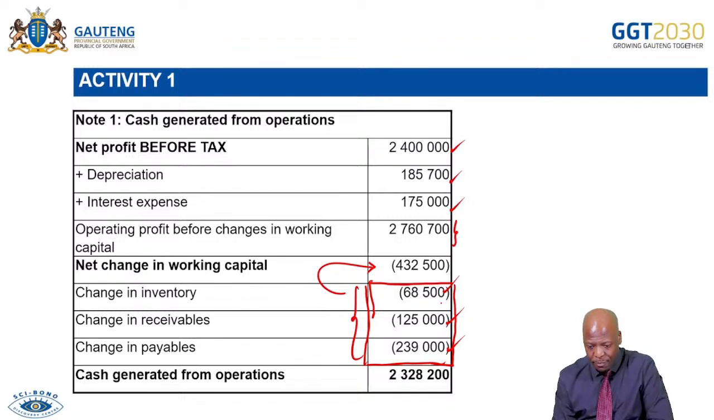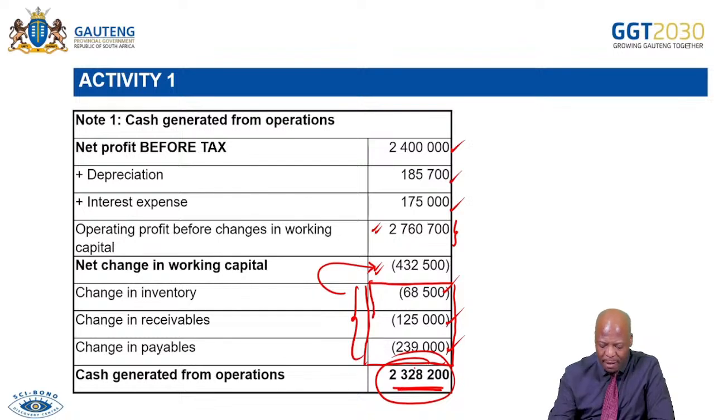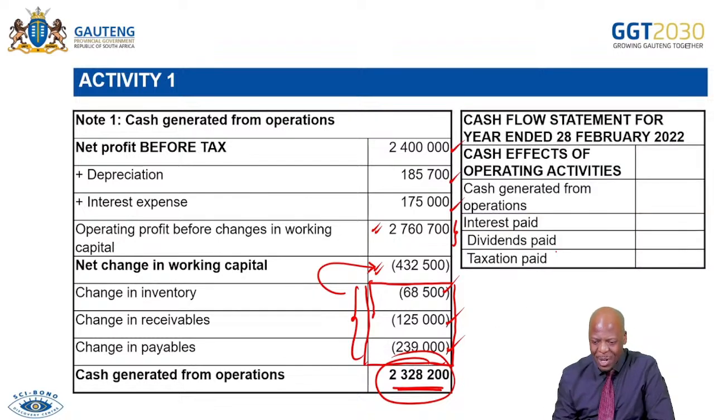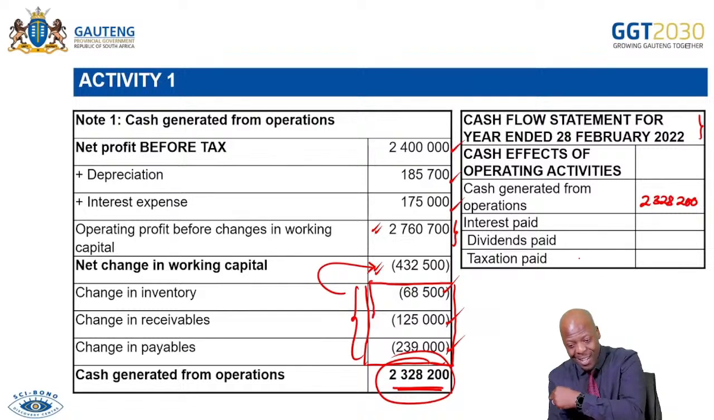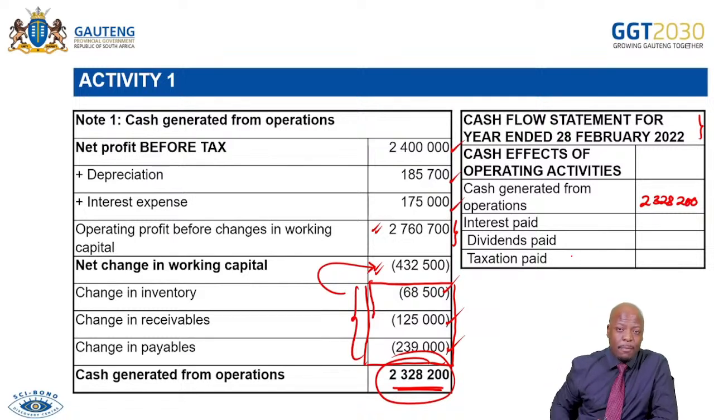432,500. Then you now say your 2,760,000 minus 432,500. That is how you end up with your 2,328,200. That is what we have there. And once you have that figure, then you can bring it now to the cash flow statement. In the cash flow statement, that amount will come to your cash generated from operations. You come in, then you say 2,328,200. That is how we do it. So you need to know the note, because the note will assist you to get amounts that you record in your cash flow statement. Are we good?